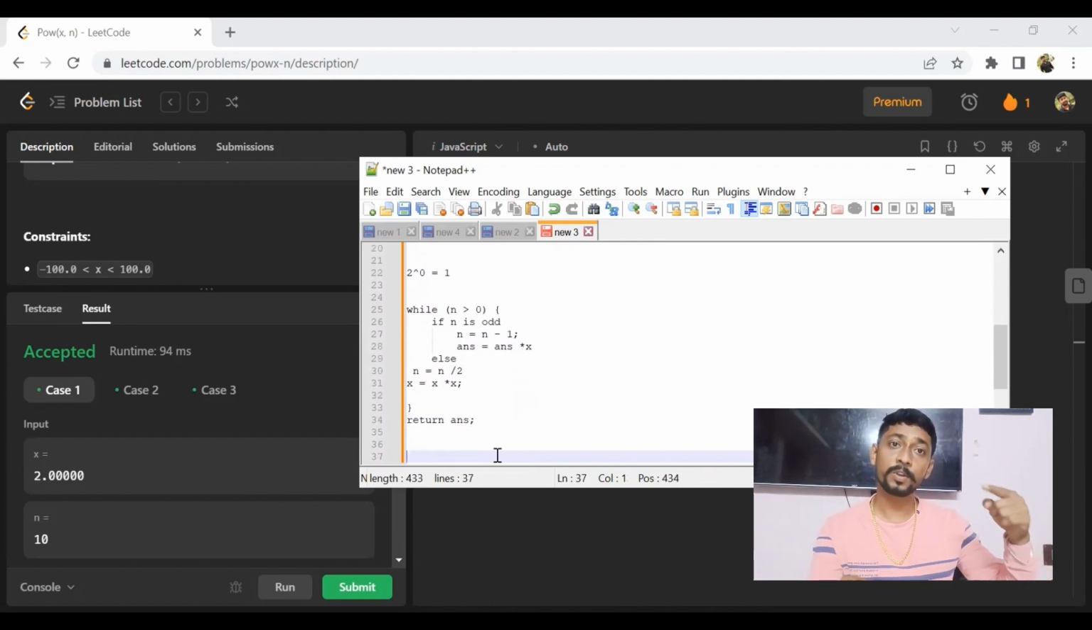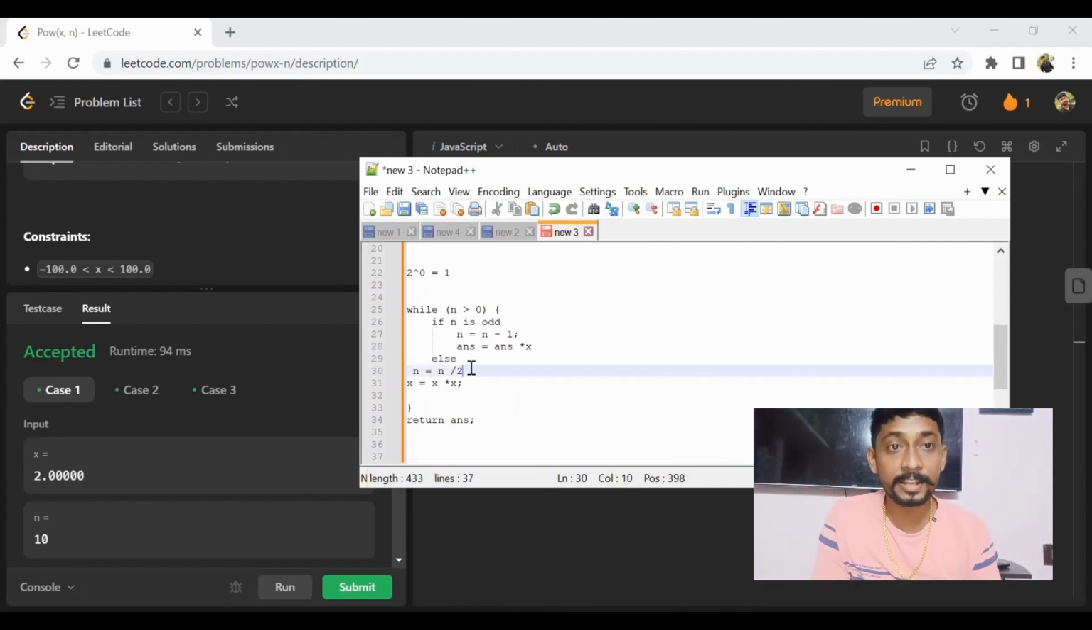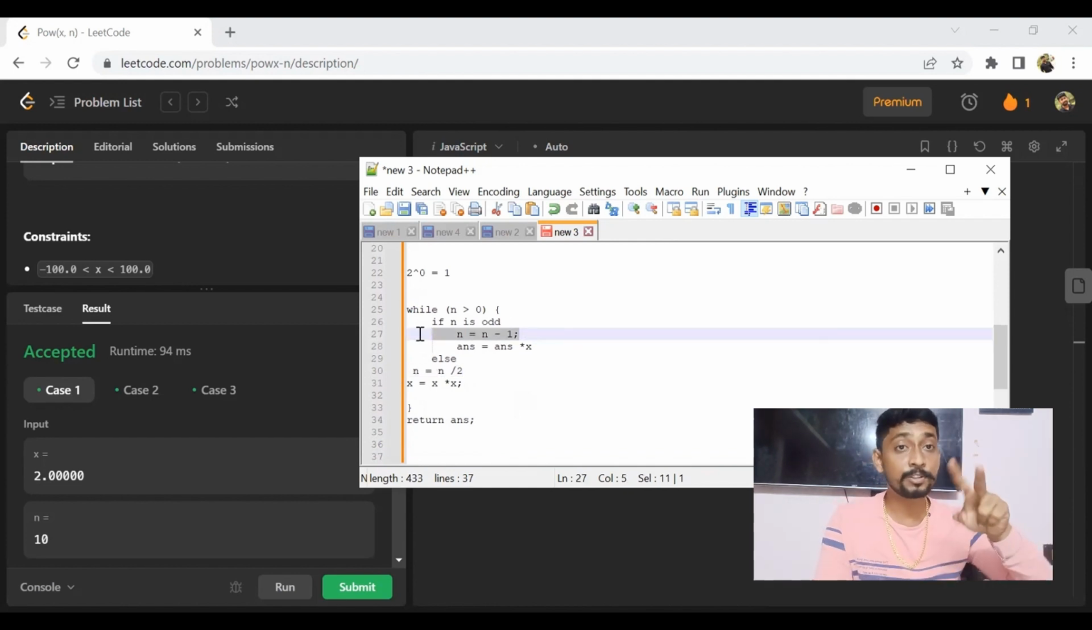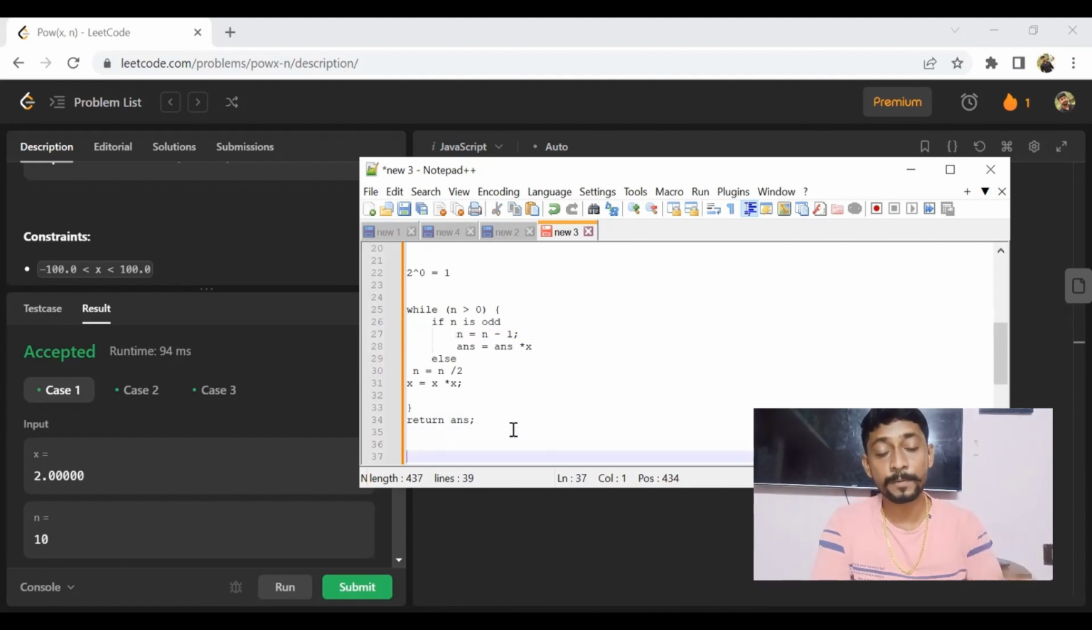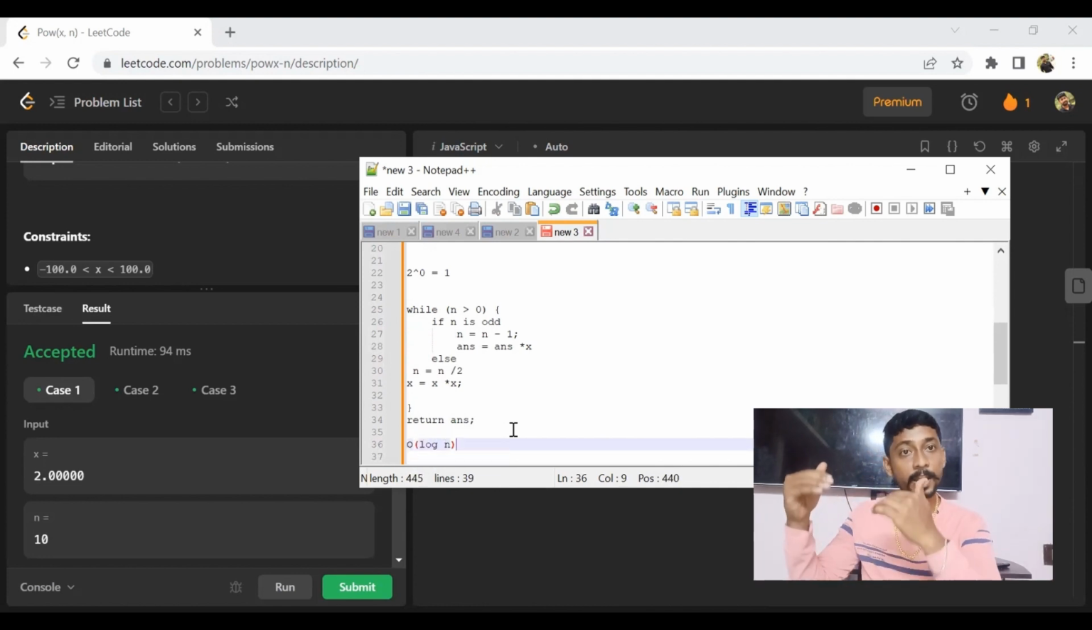On every iteration I'm making some changes on n. So what are the changes? There are two changes. One, I'm dividing n by 2. Another, I'm decrementing n by 1. So there are two possibilities: either n decreases by 1 or n gets halved. In that case, the iterations will go around O of log n, because I'm either dividing n by 2, otherwise I'm setting n equal to n minus 1.